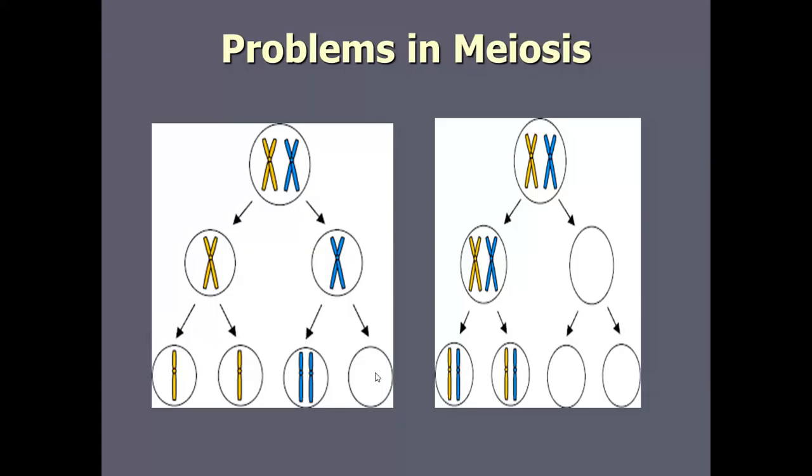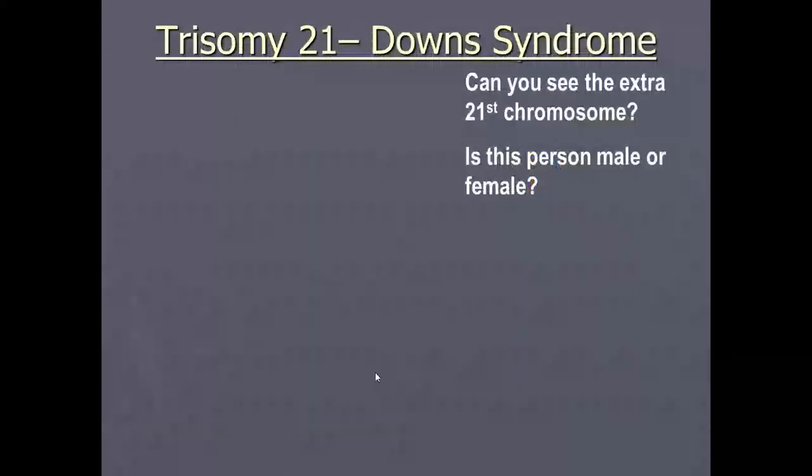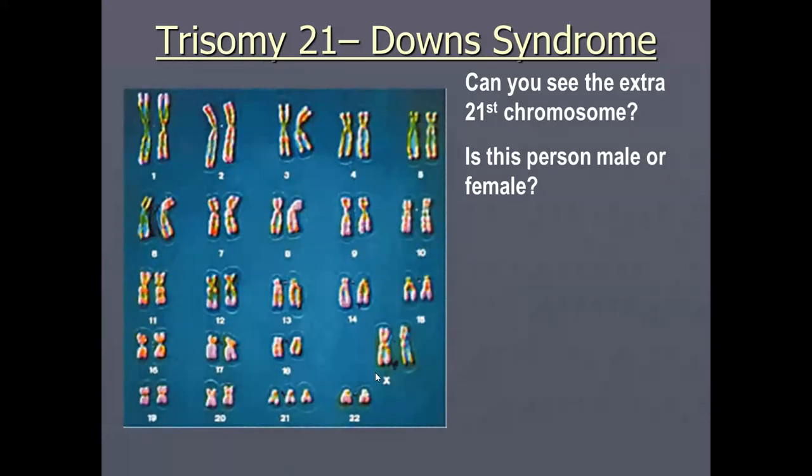But I'm going to assign you a little bit of an activity to put into your Cornell notes to go through that. We'll give you one example, which is the most famous example, and that is a trisomy 21 resulting in Down syndrome. So let's put up a Down syndrome.